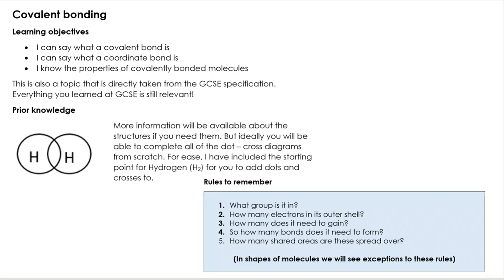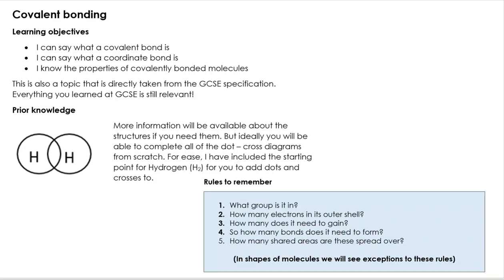The first thing I want to look at, though, is dot-cross diagrams. And this is a representation of covalent bond structures. It's really important on its own to get marks, but it's also going to be incredibly important when we move on to shapes of molecules later within this topic.